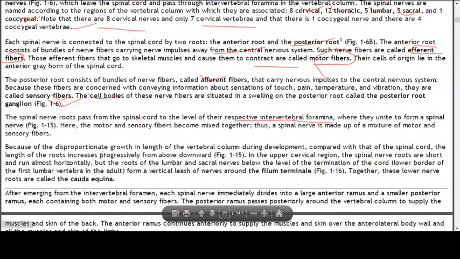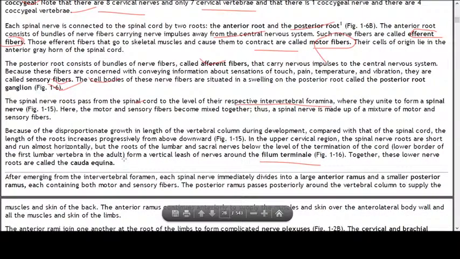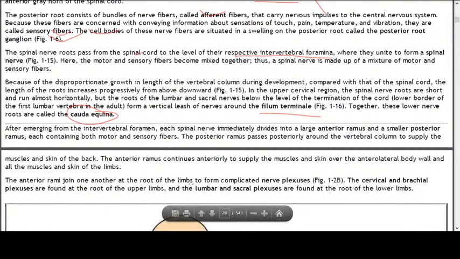Because of the disproportionate growth in length of the vertebral column during development compared with that of the spinal cord, the length of the roots increases progressively from above downward. In the upper cervical region, the spinal nerve roots are short and run almost horizontally, but the roots of the lumbar and sacral nerves run below the level of termination of the spinal cord, at the lower part of the first lumbar vertebra, in the conus medullaris and filum terminale. Cauda equina. We always study this.